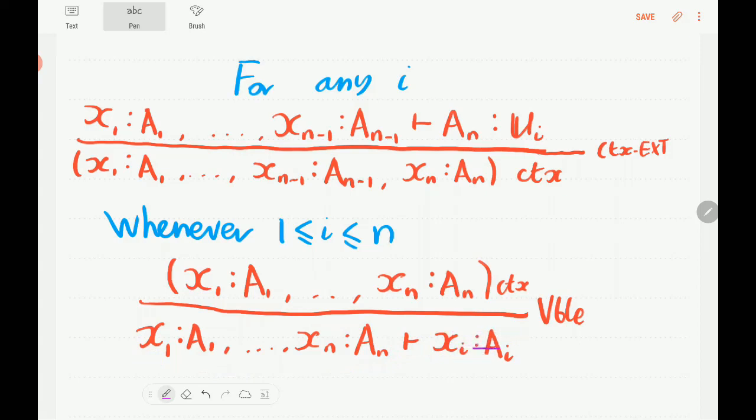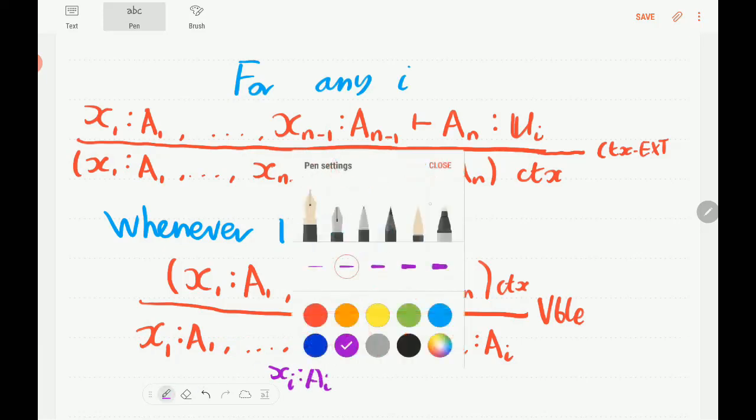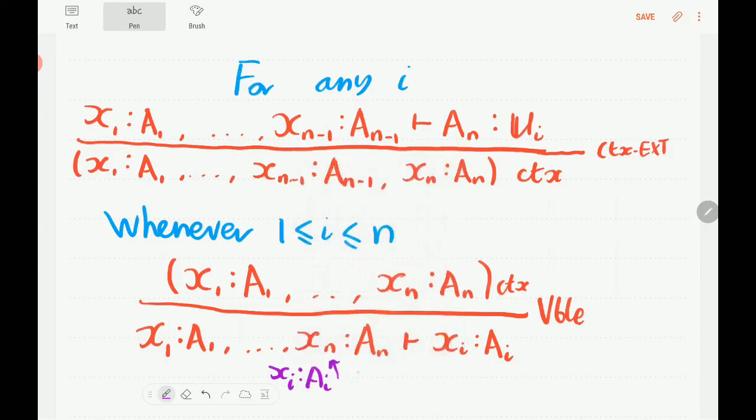So somewhere in this context is going to be this type declaration, xi is of type ai, and so that's going to be buried somewhere within this list. And so we can say that in this context where all this stuff is true, that gives us that xi is of type ai. So it's really quite a simple idea in a sense. It's just the idea that if you know all this stuff, then you know any particular thing within this stuff.